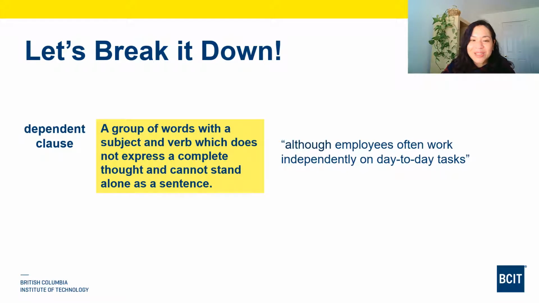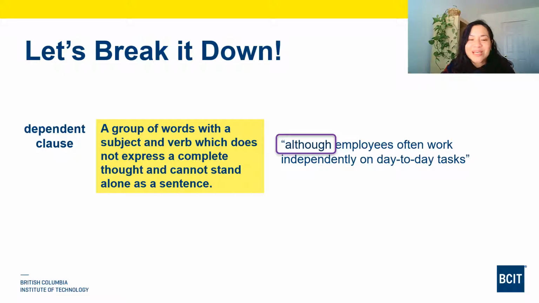Next is a dependent clause. Although employees often work independently on day-to-day tasks, there is definitely a subject and a verb here, so why can it not stand alone? Aha, the word although. Certain words put in front of a clause can make it dependent. Can you think of other words like this?